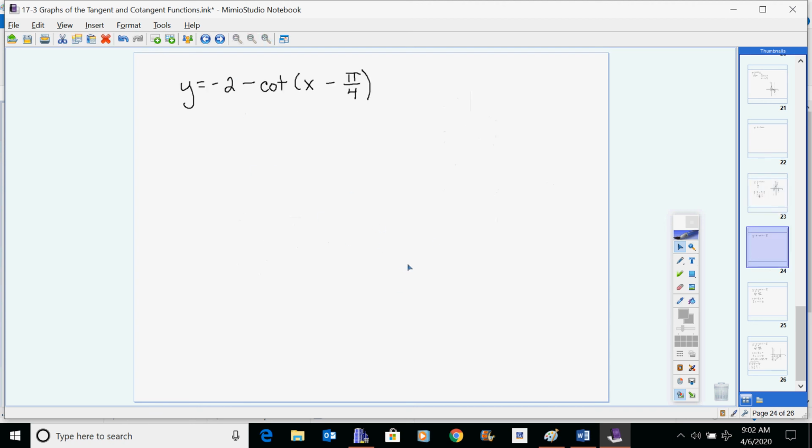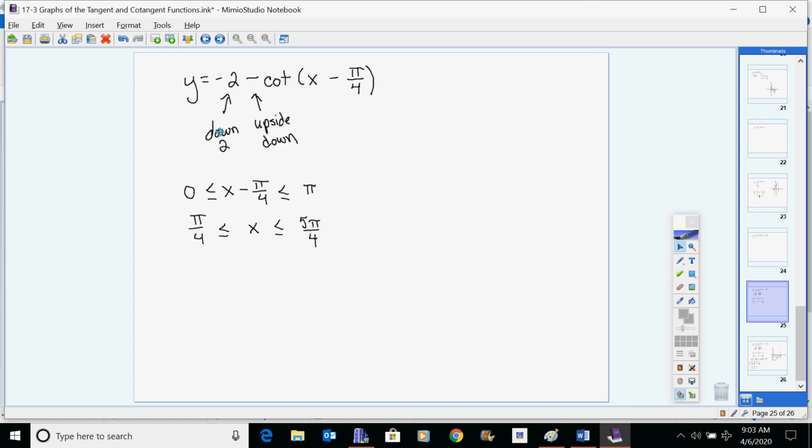This one's got about everything in it. This minus 2, think about it ahead and see if you can anticipate what it means. This minus 2 means down 2. A regular cotangent function goes from up to down, but this flips it over, so it'll be down to up. This part has to get put between, it's cotangent, so it gets put between 0 and pi.